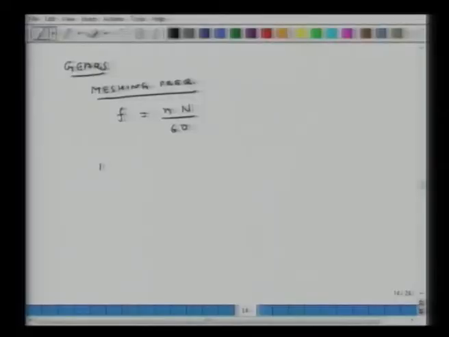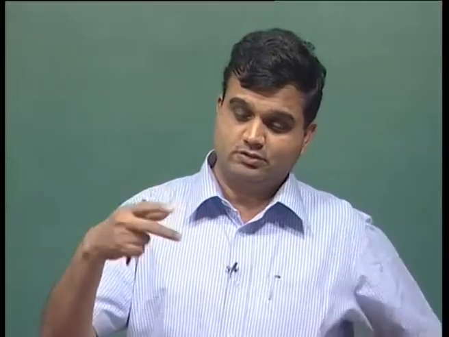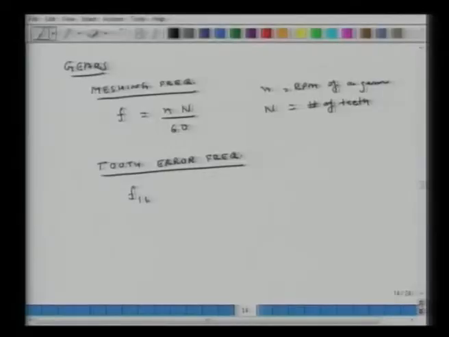And then the other one is tooth error. Tooth error frequency. What are N and n? So n is the RPM of a gear, and uppercase N is the number of teeth on the gear whose RPM is n. Tooth error is that suppose you have two mating gears and one particular tooth is broken or damaged, then in every revolution it will come and generate its own signature. We call that F1E, and that is essentially n over 60 hertz.